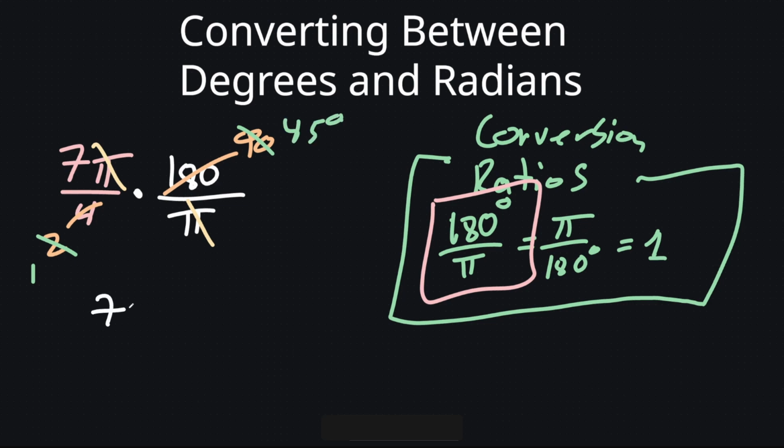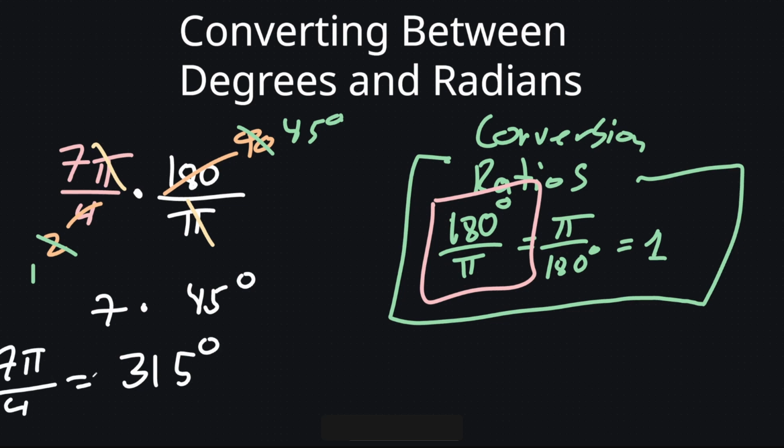This leaves me with 7 times 45 degrees. And when I multiply these together, I get 315 degrees as my answer. So 7 pi over 4 radians is the same as 315 degrees. And that's how you convert between degrees and radians. So every time, all you're going to do is identify whether you're converting to degrees or radians, choose the right ratio, multiply it, and then simplify, and you're done.